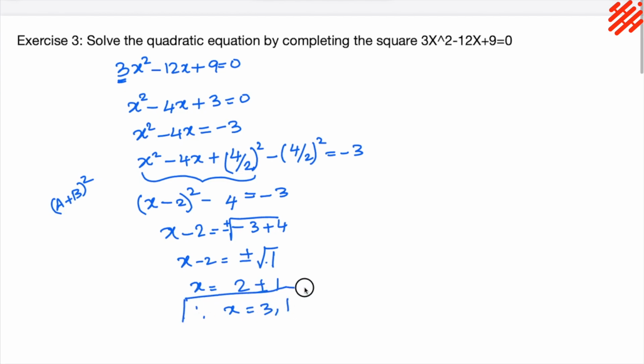So hence we solved the equation by completing the square.